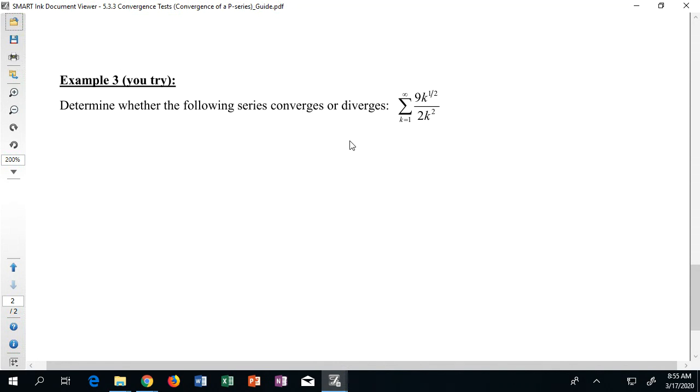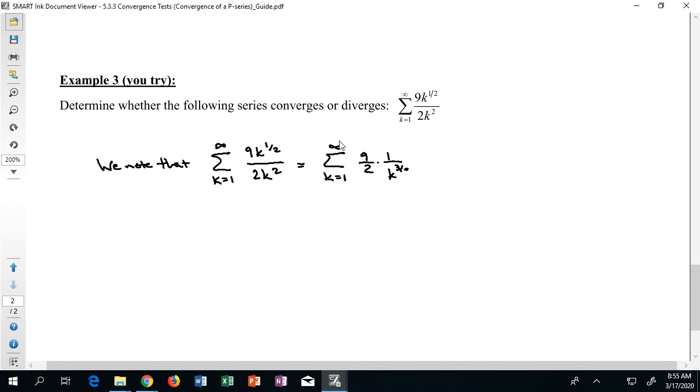Okay, so here's going to be my solution. I'll start with this. I'll say, we note that this series could be rewritten slightly. So I could notice that first it could be re-expressed as a 9/2 and a 1 over k to the 3/2. This seems to be totally doable. But I can also remember from before that I can always take a constant and pull it outside of a series. We talked about that in the last section.